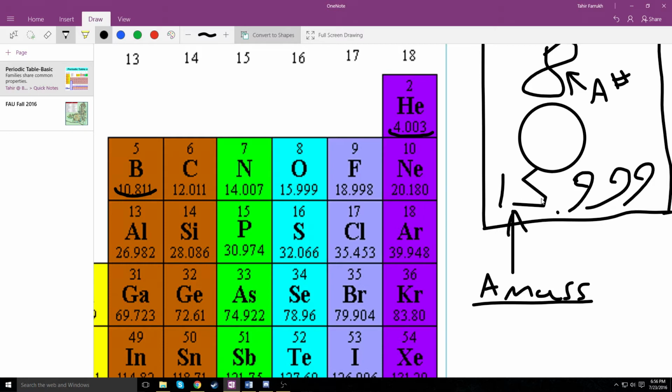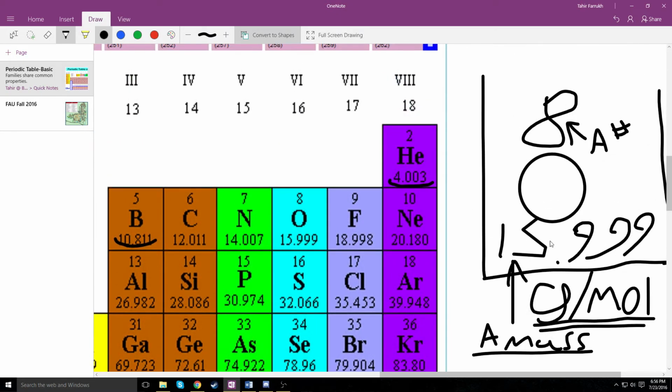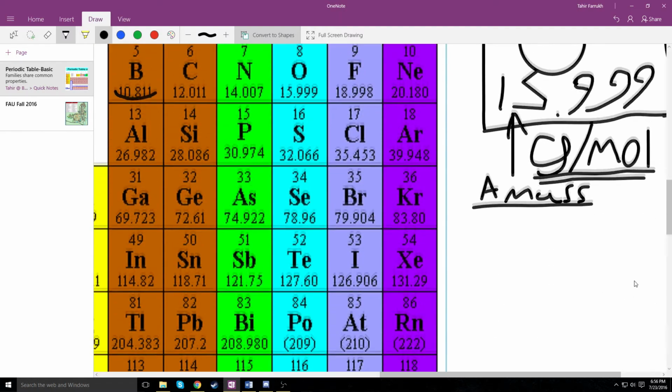But what this is, like I said earlier, is a measure of how heavy this specific element is, and this is 15.999 grams per mole. And I'll get into molar concentration and molar mass and everything like that later. Just remember that this is in grams per mole. So this is 15.999 grams of oxygen per mole of oxygen.